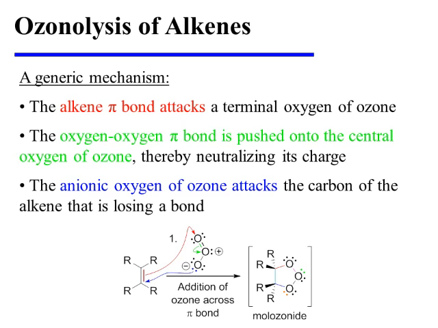Finally, the anionic oxygen of ozone attacks the carbon of the alkene that would otherwise have lost a bond. The initial product is known as a malozonide. It, however, is fairly unstable and fragments readily.